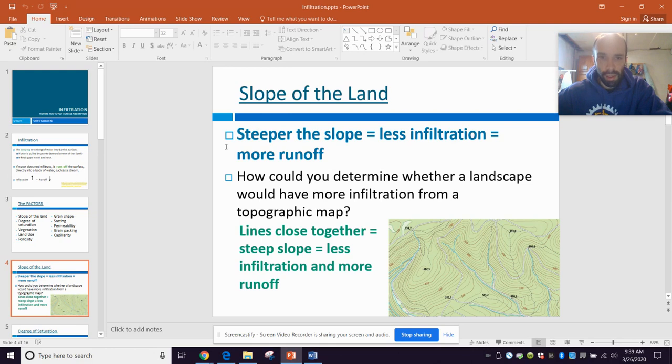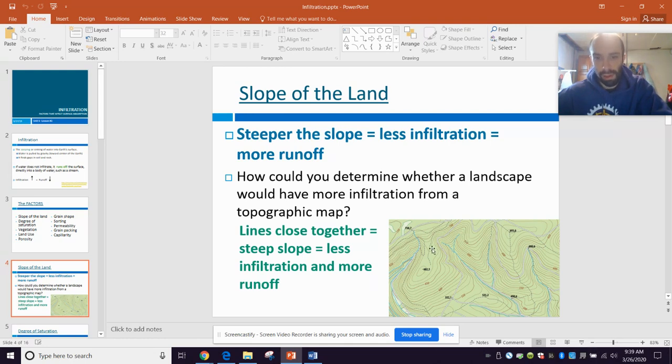So it says the steeper the slope, less infiltration will happen and more runoff will happen. And if you think about that, water wants to get downhill as fast as possible. So if it's on a slope, it's going to run down the slope and it's not going to have time to infiltrate into the soil. And so you would have a lot less infiltration on a slope and a lot more runoff on a slope.